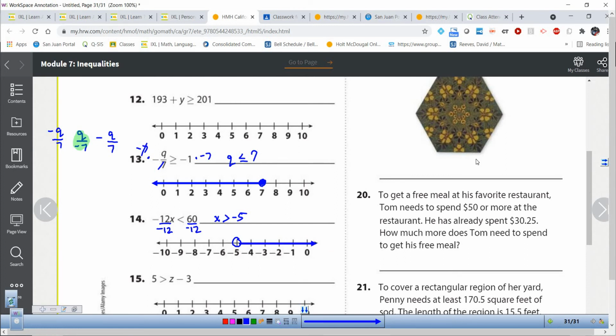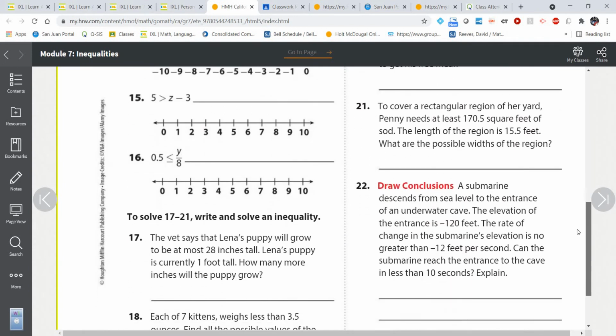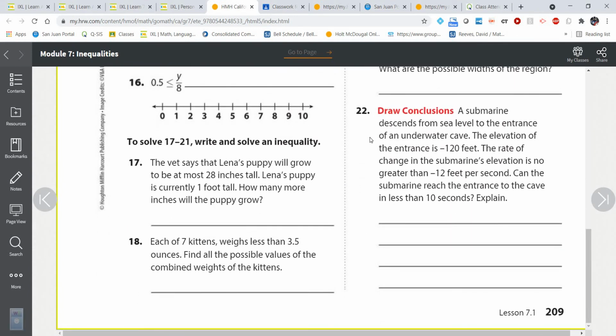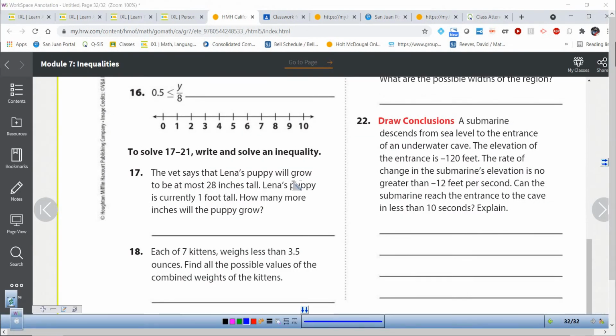All right, let's do a few word problems here. Let's look at number 17. It says the vet says that Lena's puppy will grow to be at most 27 inches tall. Lena's puppy is currently 1 foot tall. How many more inches will the puppy grow?